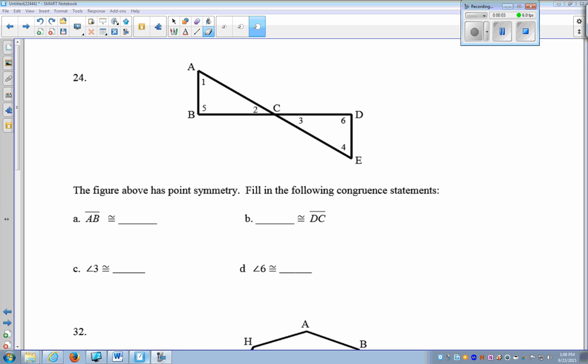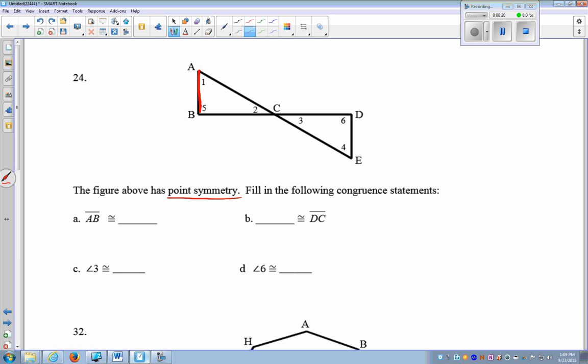Okay, this video covers the last page on the Unit 2 test review. The other Unit 2 review video does not have these last two questions. So these two questions, 24 and 25, are focused solely on questions involving something called point symmetry.